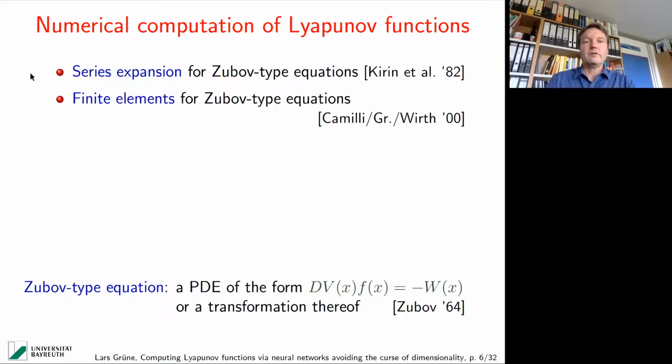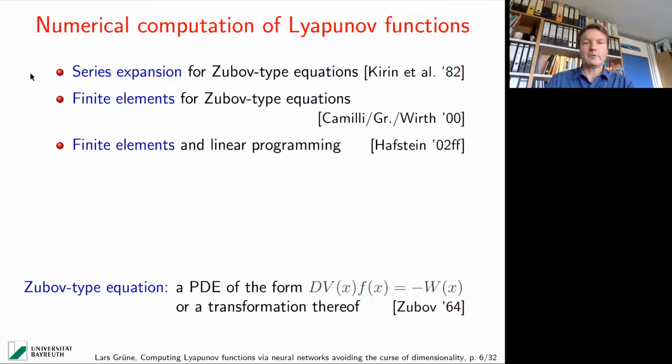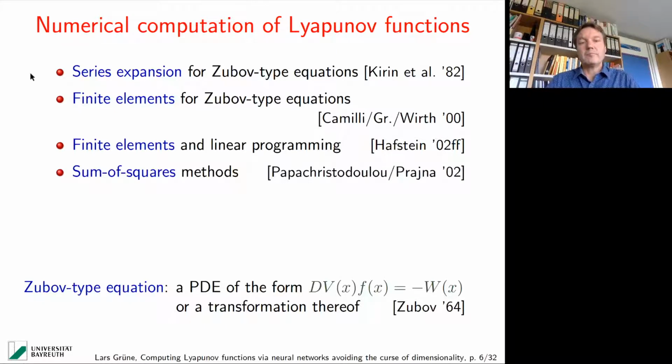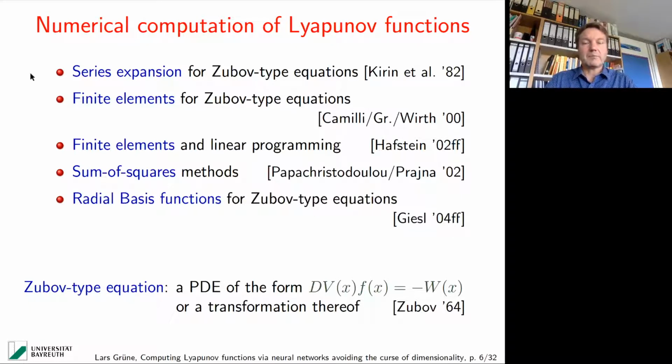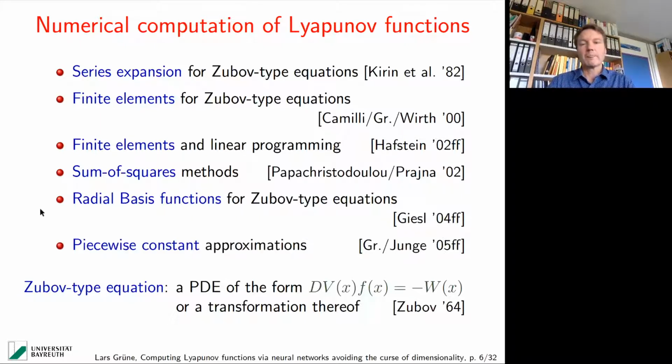That's one possibility. You can use finite elements for this kind of equations, which we did a while ago. You can use finite elements, but then a particular kind of linear programming approach, which is particularly nice because it gives you something which is a true Lyapunov function, not only a numerical approximation. There is a completely different approach which uses so-called sum of squares methods. It combines some polynomial approximation with algebraic features.